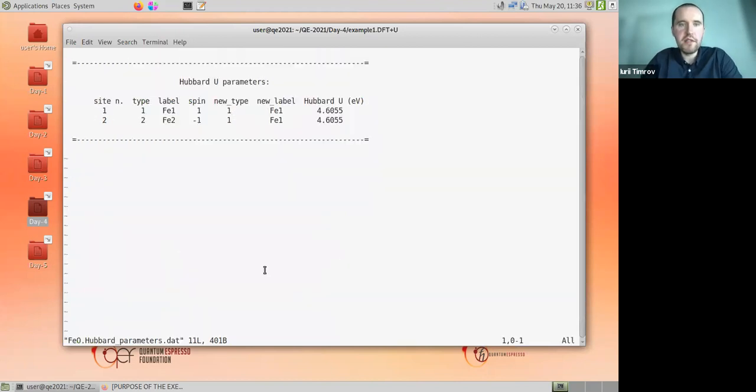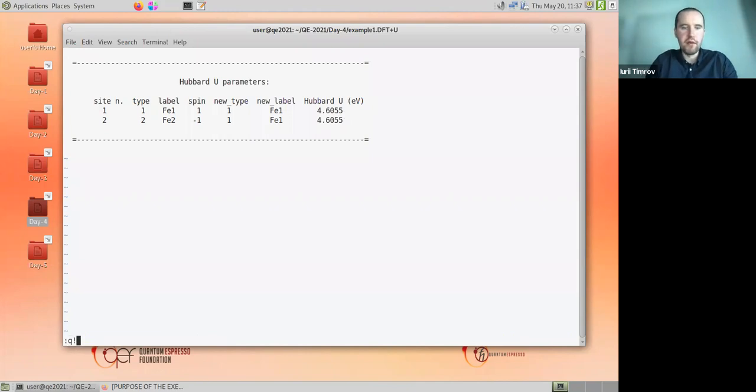In this file, you see information about the Hubbard U parameter, which was computed. And we see that for iron 1, the U value is 4.6055. And for iron 2, it's exactly the same value. We obtain exactly the same value for the two irons because they are crystallographically equivalent, they just differ by spin, but this doesn't mean that U should be different because of spin. There can be a spin-resolved Hubbard U, but this is also work in progress. For the time being, we have a global U for both spins.